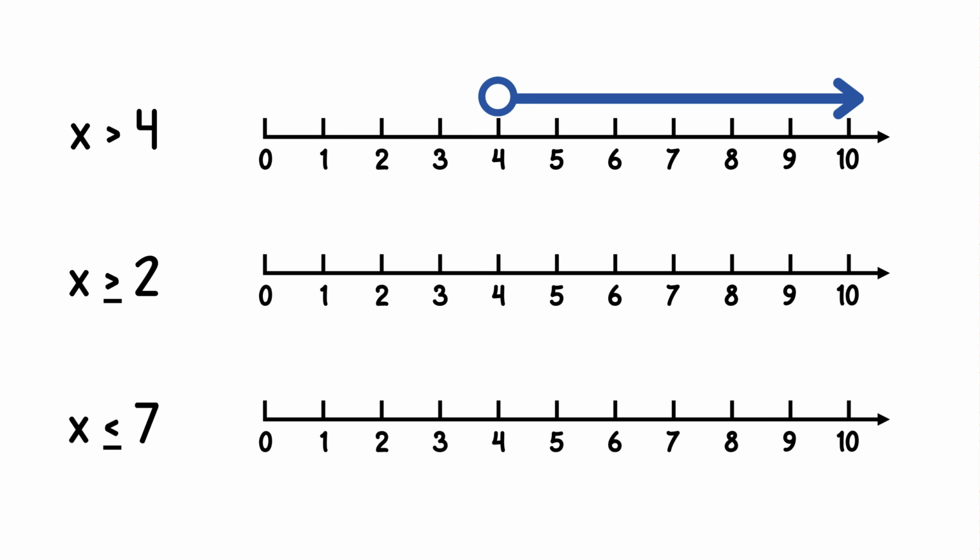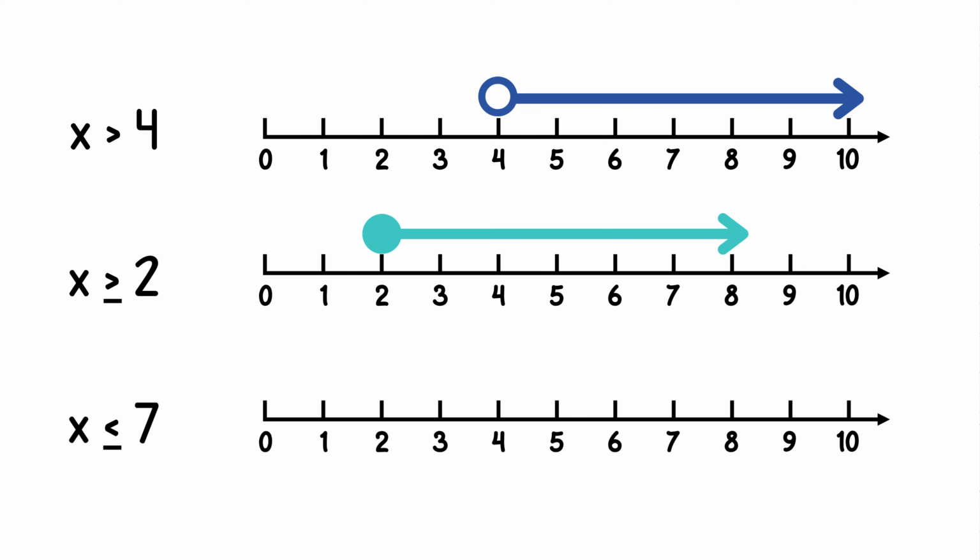Now let's look at x is greater than or equal to 2. Since our symbol is greater than or equal to, we'll put a closed dot on 2. And since we want all values greater than 2, we'll draw our line to the right again since all of these values are greater than 2.